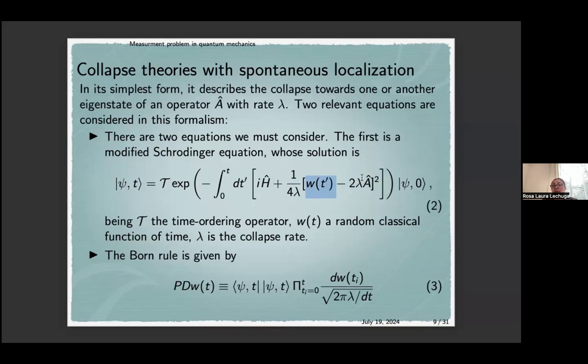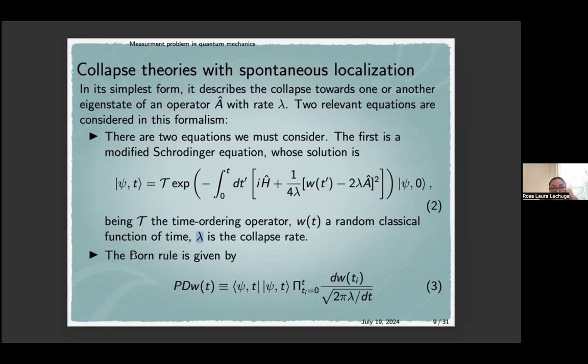But at this point, we can see that we remove the notion of an observer or a measurement device to collapse the state, because we consider that the collapse is due to this noise. In this case, this calligraphic T represents a time ordering operator. And for example, in practice, people consider, in order to simplify the equations, that this is a white noise. And this is a random classical function of time, because the noise changes with time. And as I mentioned, this lambda codifies how many collapses happen in a period of time.